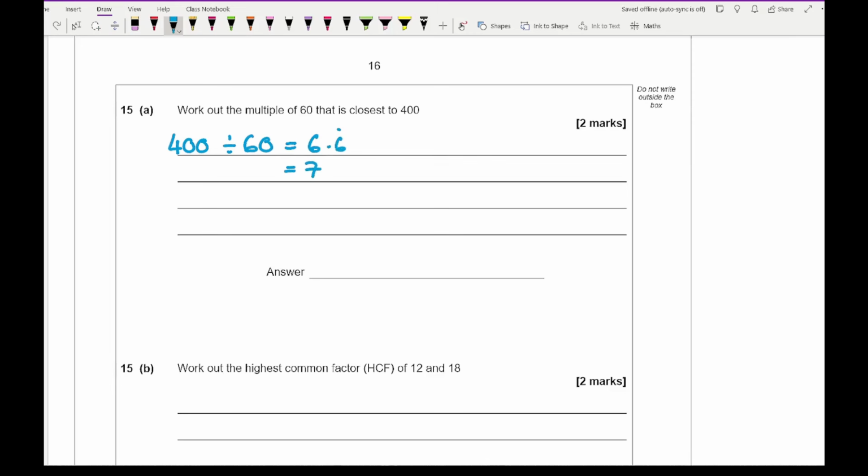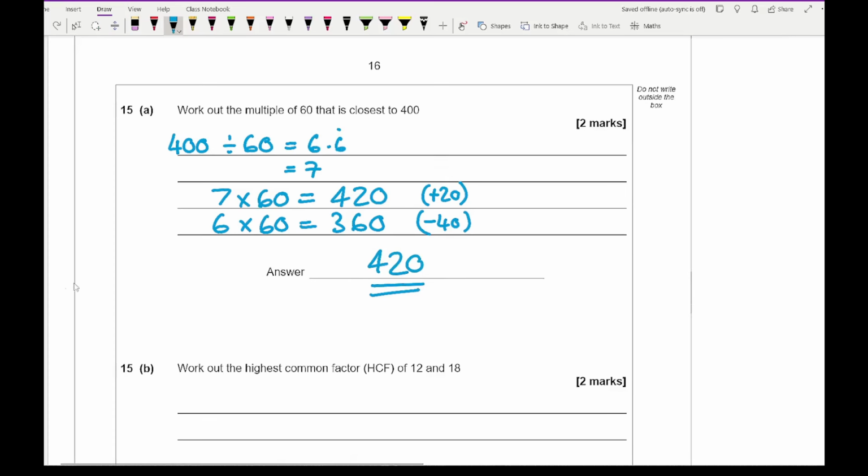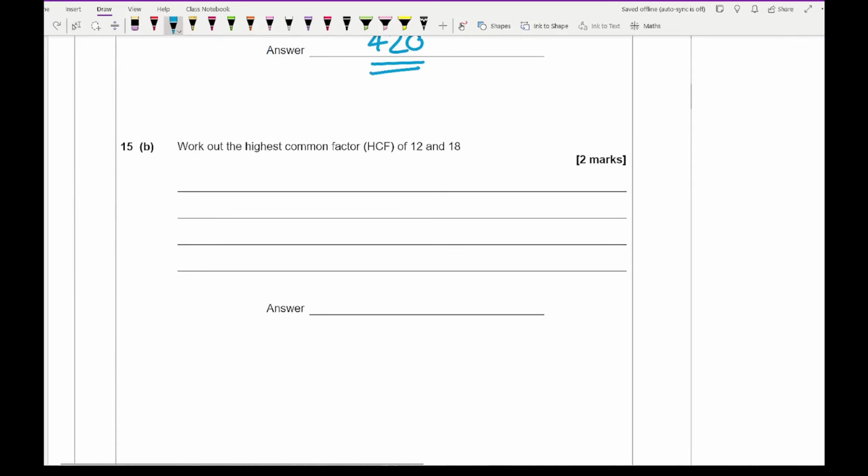So then if I do 7 times 60, that's going to equal 420. And if I double check by going for one number smaller, 6 times 60 is 360. So out of those two numbers, which one is closest to 400? Well, that one's plus 20. This one's minus 40. So the answer then is going to be 420. For question 15b, it says work out the highest common factor of 12 and 18.